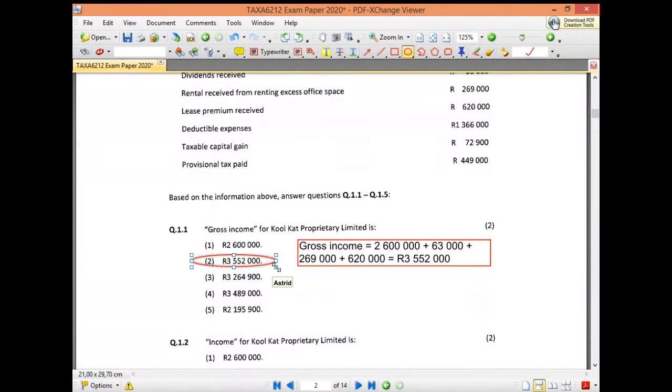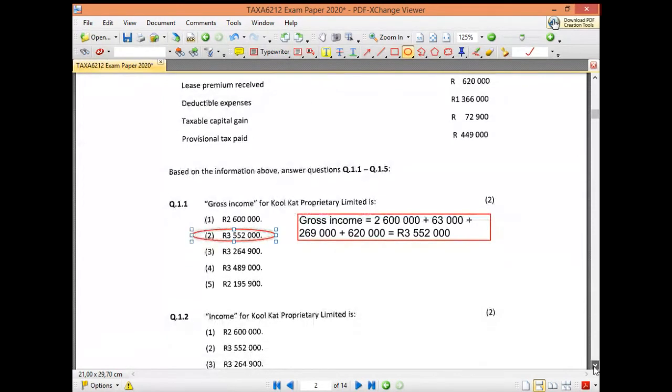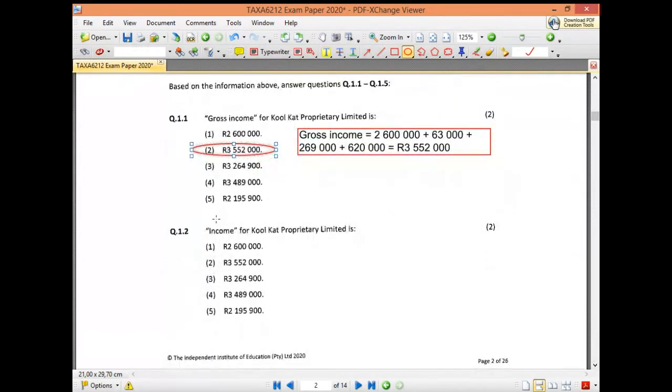Now, what I want you to do in a test is, as you do the calculations, continue with the following step, because you'll see the questions follow on from one another. So the next one, they ask you to work out the income. Now remember, income is our gross income less exempt income or exemptions. So my starting point would be to take what I've worked out in the previous question, and then deduct anything that is exempt.